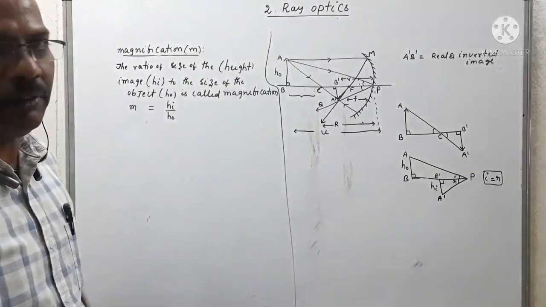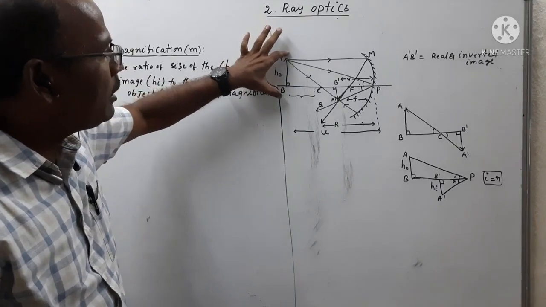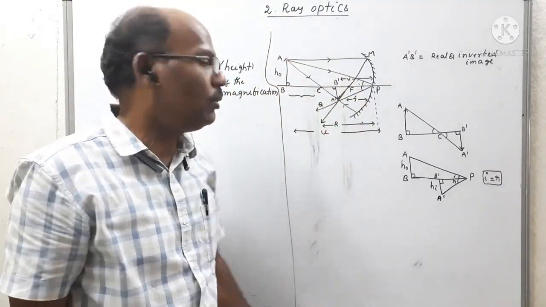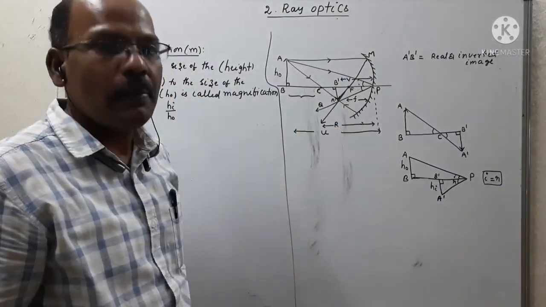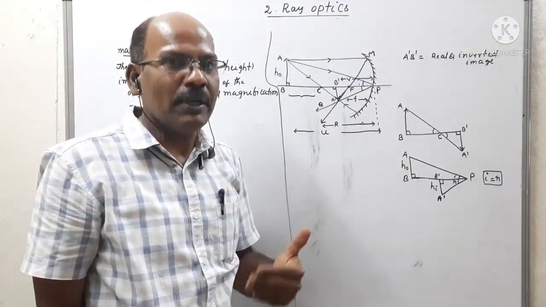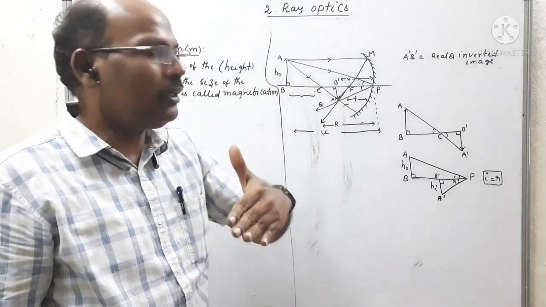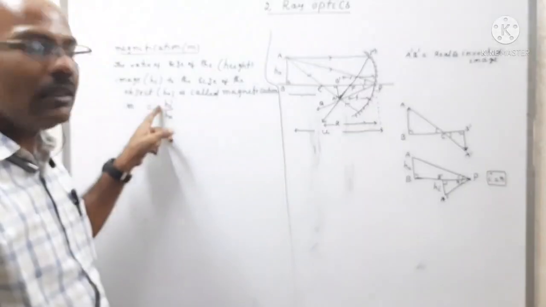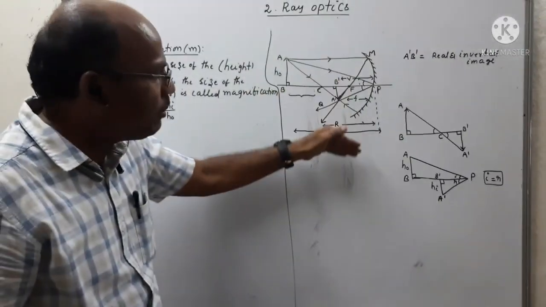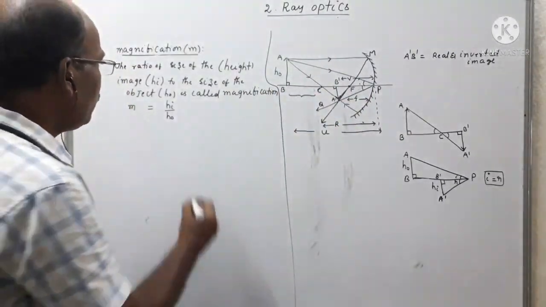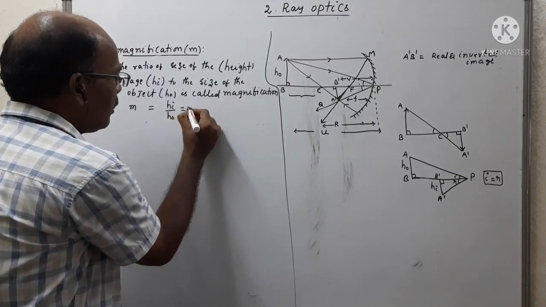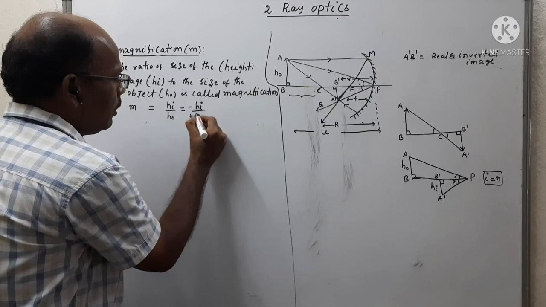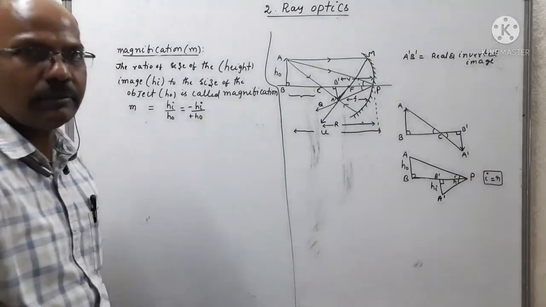We can apply the same sign convention. The height of the object measured above the principal axis is always positive. The height of images or objects measured below the principal axis is taken as negative. Hence h_i is negative because it lies below the principal axis, so we write minus h_i, while h_0 is positive.